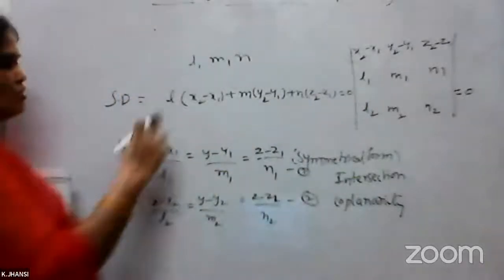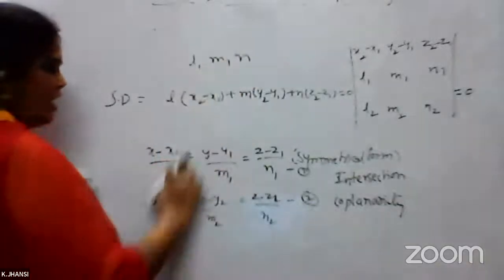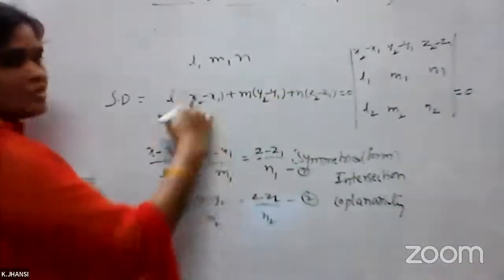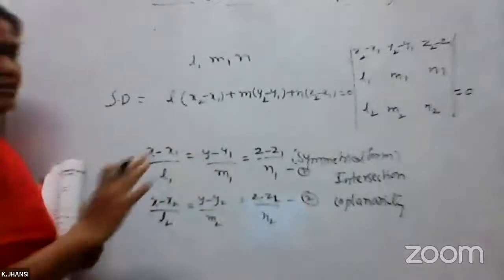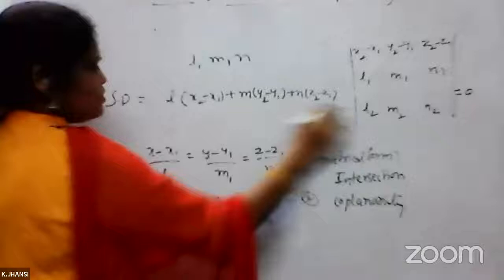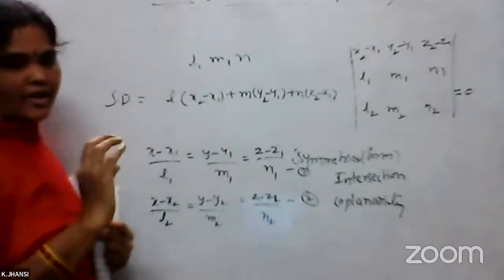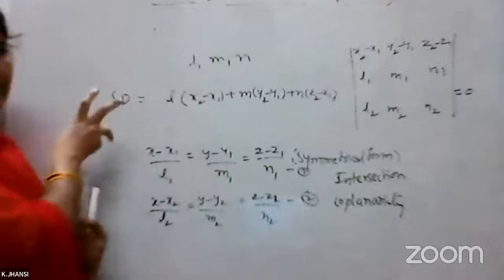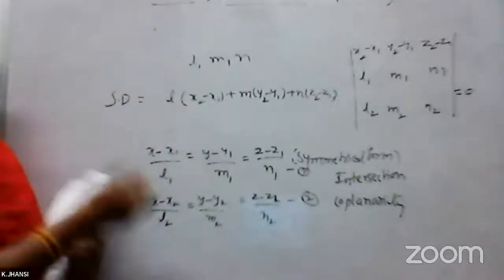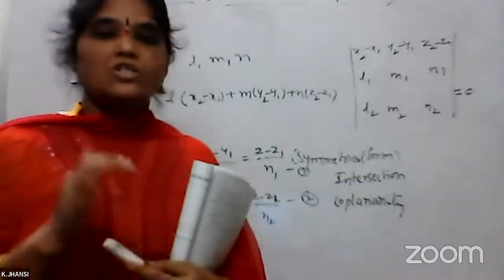So whatever the L, M, N values you are getting, if you substitute them with x2 minus x1 and so on, you will get some value not equal to 0. So here the formula is this one. When you substitute this, you will get some distance, that means some value. That is called the shortest line segment between the two lines. And in this question only, they will ask to find the equation of the plane.